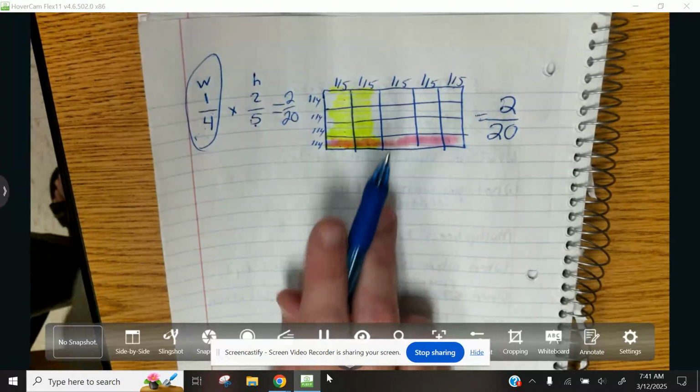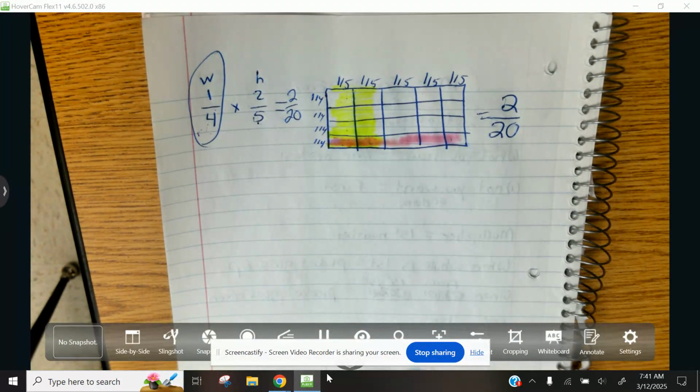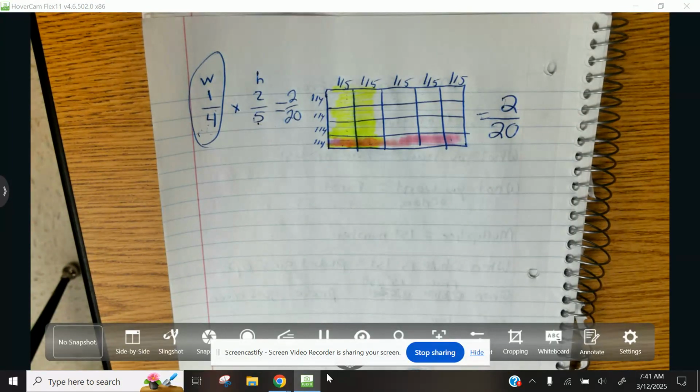Does it remind you of anything? Do you remember doing this? We did this with another skill. Okay, if you tell me what skill it is tomorrow, I'll give you a piece of candy to see if you remember what skill we did.